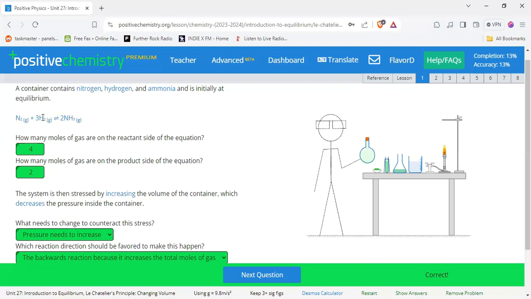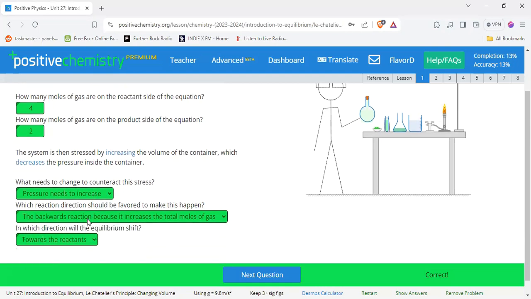Well, which one wants to increase the most? The one with the 4 moles or the one with the 2 moles? And the answer is the one with the 4, because 4 is more than 2. So the pressure needs to increase, and that will flow toward the side with the most moles, which was the left, which means the backward reaction will increase because it has the most total moles. It increases the total moles of gas in the container, and that flows toward the reactants then.